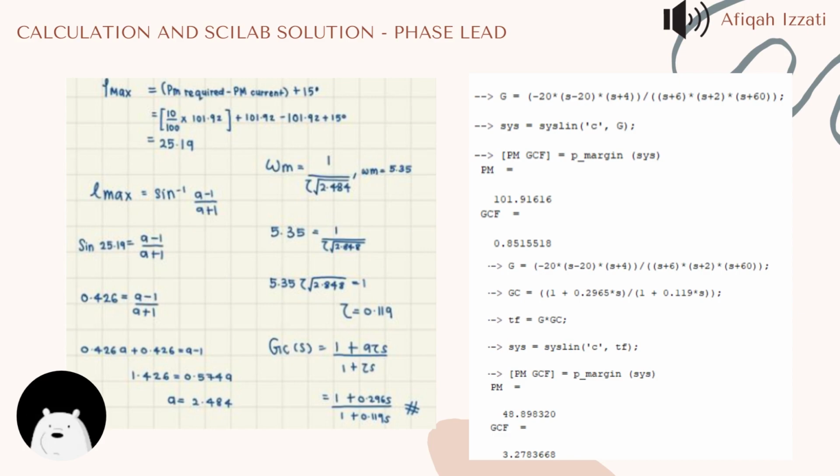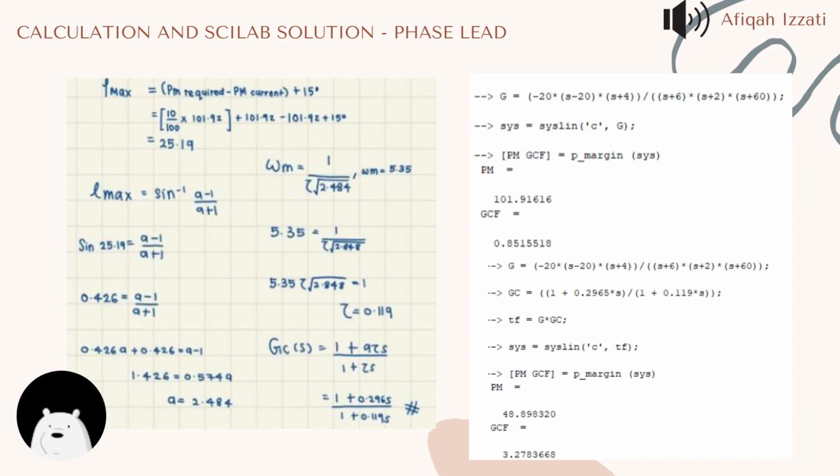This is the calculation for phase lead. Firstly, we find the value of Vmax. The formula to find the value of Vmax is equal to PM required minus PM current plus 15 degrees. As the question asks us to multiply by 10%, we multiply the PM required, which is 101.92, by 10%, and our final value for Vmax is equal to 25.19.